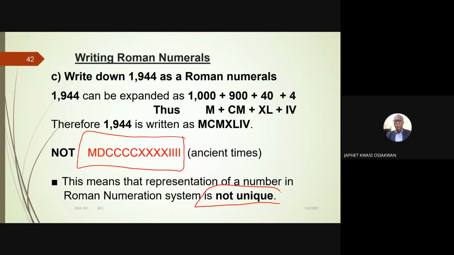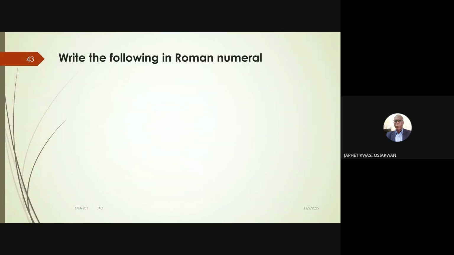There are other symbols that we can use. You can represent the number with other things. It's not unique, but we have standard Roman numerals. Let's follow the principle so that we will not go and write the ancient ones. Any question? Okay.